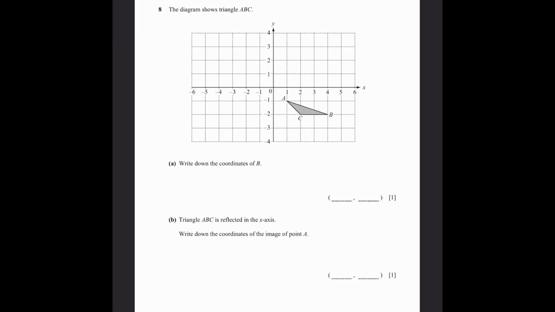Question 8. The diagram shows triangle ABC. A. Write down the coordinates of B. B over here has an x value of 4 and a y value of minus 2. Therefore, we just write these two coordinates, 4, minus 2.